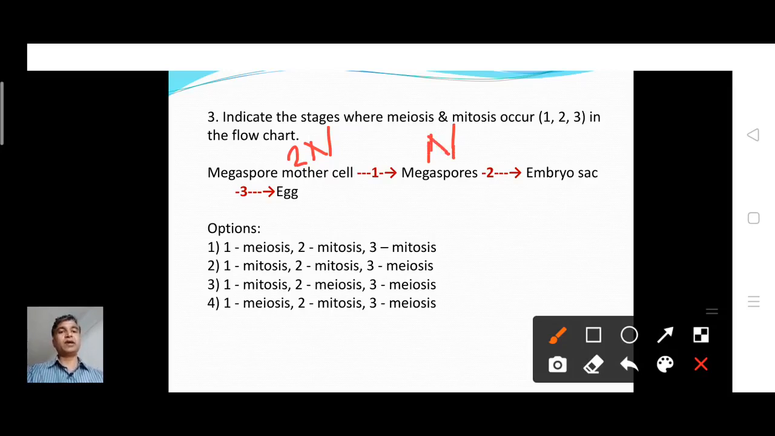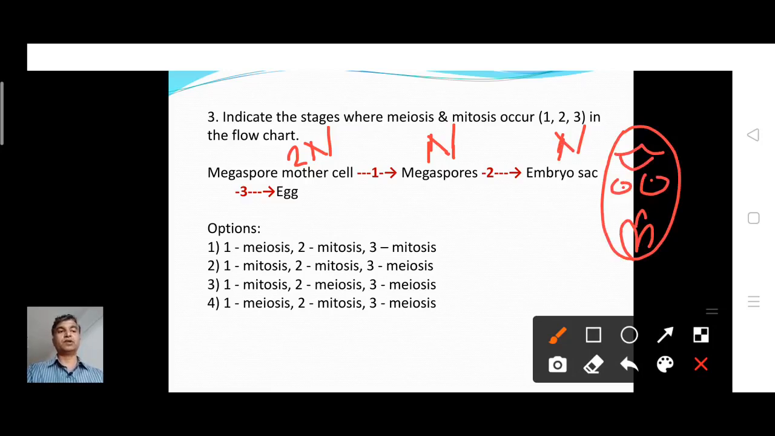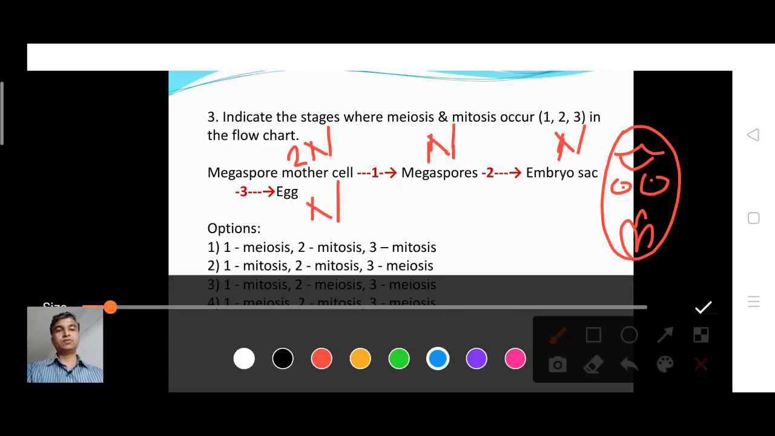When you take the embryo sac, it is also haploid. Yes, so this is also haploid, but it contains a 7-celled 8-nucleate structure. So 3 antipodal cells, synergids, egg, and central cell. It contains 7 cells. In that one, egg is also haploid. Now, if the megaspore mother cell is diploid and the megaspore is haploid, it must follow meiosis.